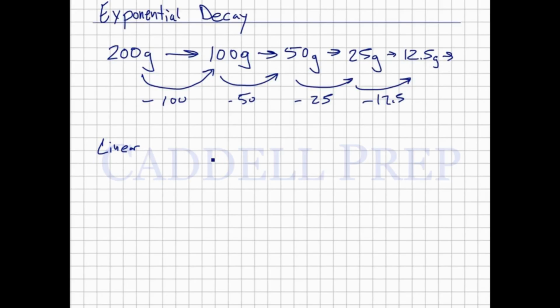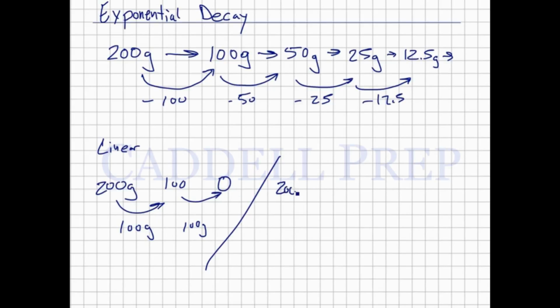type of decay, where if we had 200 grams and we decreased by 100 grams, we'd be at 100. Then we would decrease by 100 again, and we would be down to 0. Or if we had 200, we decrease by 25 to 175, then by 25 again to 150, then 25 again, down to 125, and so on. So in exponential decay, we keep on decreasing, but the amount we decrease by is also decreasing. Whereas in a linear decay or decrease, we decrease by the same amount over and over again.